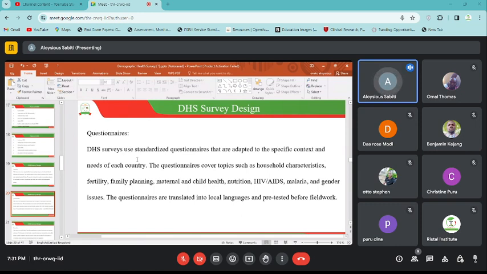But the questionnaires also cover topics such as what we call the household characteristics, the fertility, family planning, maternal and child health, nutrition, HIV/AIDS, malaria, and gender issues. So the questionnaires are translated into local languages and they are often pre-tested before field work, just as for any research where you always have to do a pre-test.